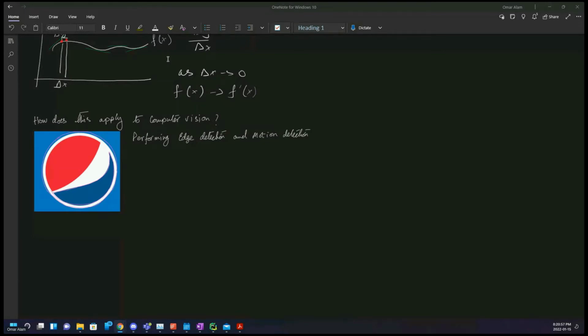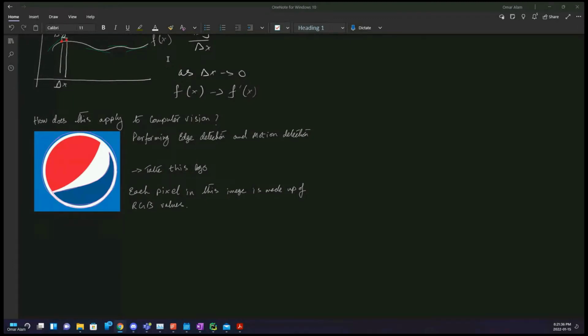All right, so let's take this logo. As we talked about before, every image is represented by a 2D array, a 2D matrix which has pixels inside it. So each pixel in this image is made up of RGB values.